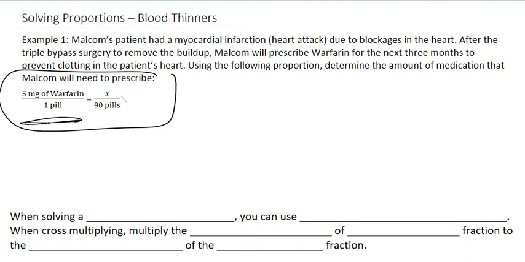The second one has missing information. We know that we need 90 pills to cover 3 months. However, we do not know the total amount of warfarin in it. So this missing number is represented by the variable x. Now that we know what it's asking us, we can solve.